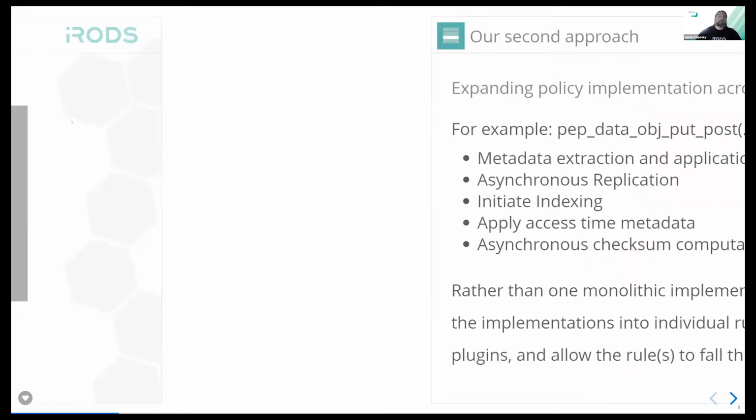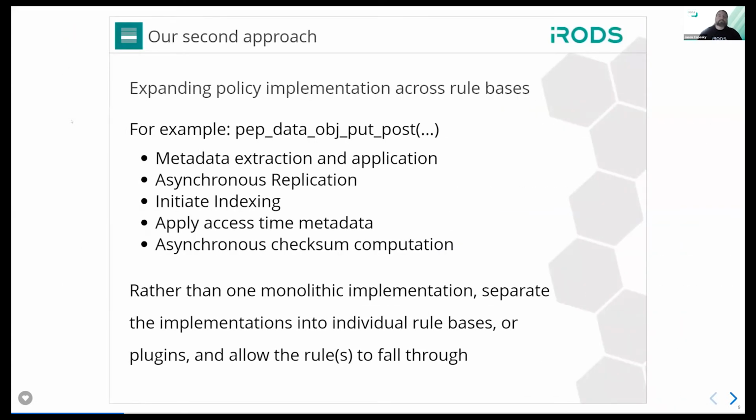So we took an iterative approach to this, and the second approach was basically breaking all of those things up and putting them into tiny boxes, as we like to do, and give us the ability to implement that policy across multiple rule bases. So we could encapsulate that policy in smaller boxes and then just simply configure them as rule bases in order to initiate all of these different actions for these given policy enforcement points.